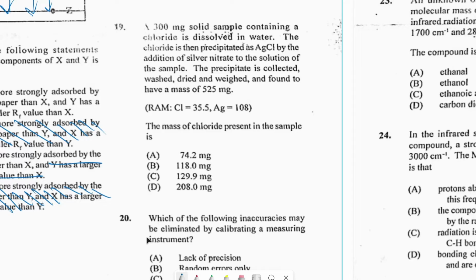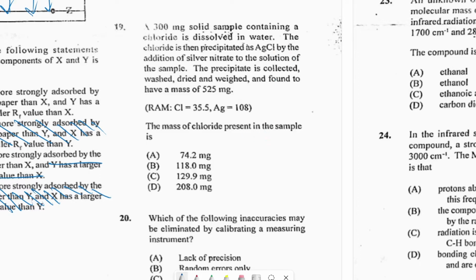The chloride is then precipitated as silver chloride by the addition of silver nitrate to the solution of this sample. The precipitate is collected, washed, dried, and weighed, and found to have a mass of 525 milligrams. The mass of chloride present in the sample is... okay. They're going to make you work for it. That's okay. It's essentially following the same principle that we found up top.